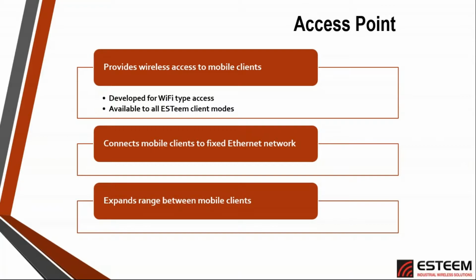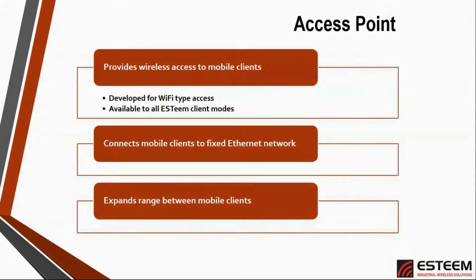A mobile client to another mobile client is only going to get you the range that they can actually communicate to each other. If we put an access point in between them, then they double the range on who they're communicating to. So you'll have one client talking to an access point, and the access point will relay that and pass that to another mobile client, therefore increasing the overall range.